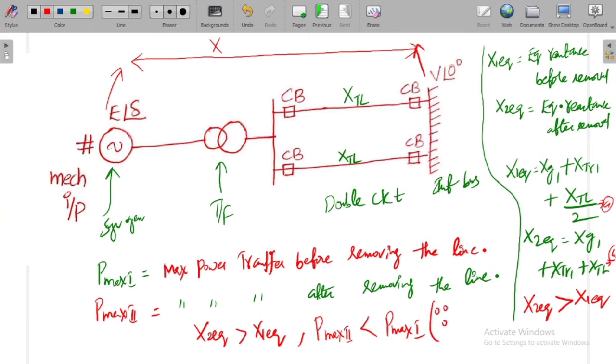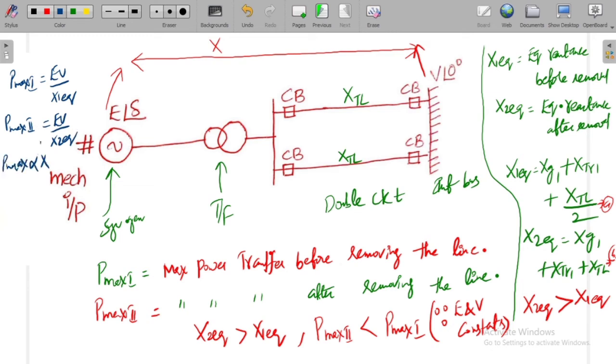Why is this happening? E and V are assumed as constants. As E and V are assumed as constants, we know that Pmax1 is given by EV by X1 equivalent, and Pmax2 is given by EV by X2 equivalent, right? From this we can say that Pmax is inversely proportional to X. So as X2 equivalent is greater than X1 equivalent, Pmax2 is less than Pmax1.